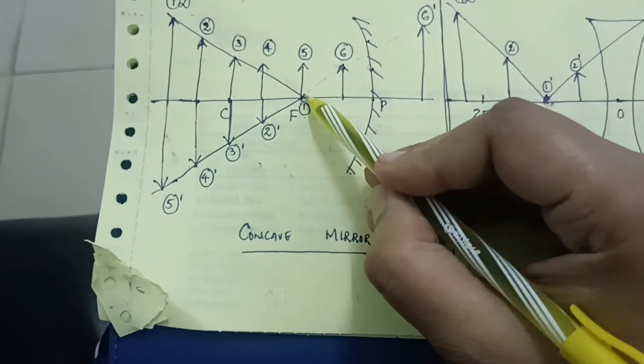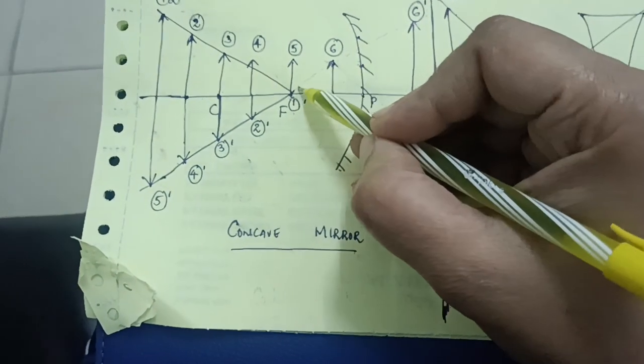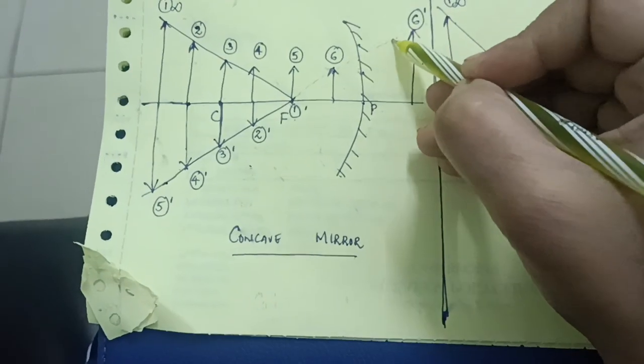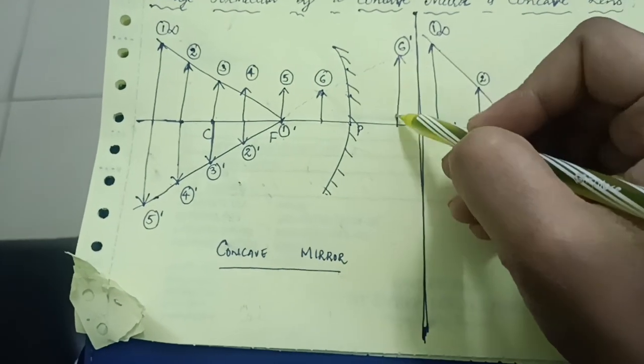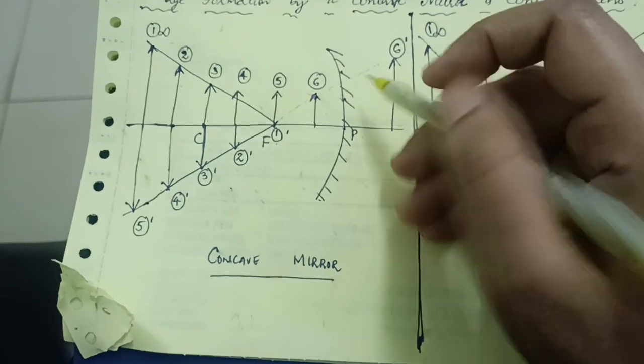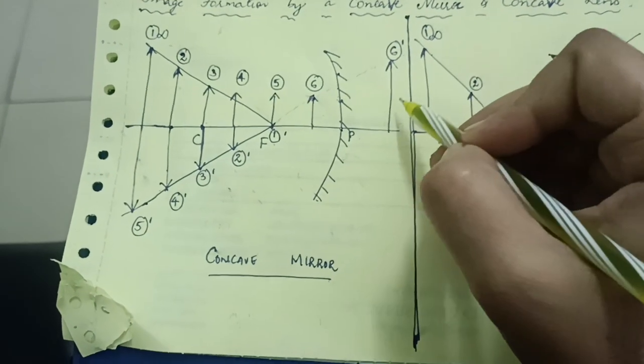So the sixth position is in between F and P. Beyond infinity, you cannot draw, so you extend this line, and you have your sixth position here, which is 6 prime, and that is behind this mirror. So this is an erect virtual enlarged image.